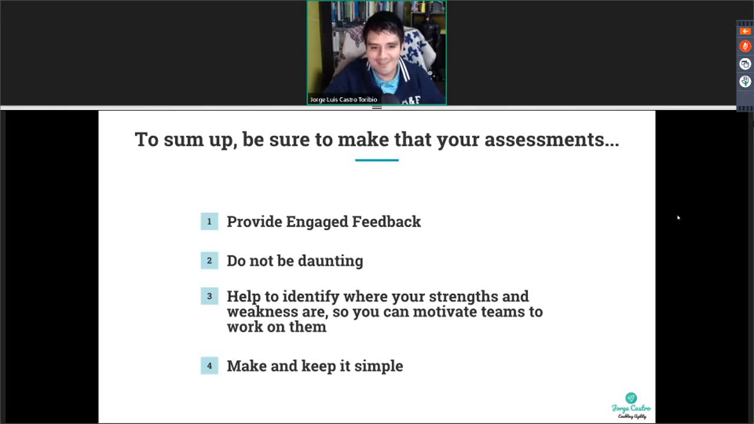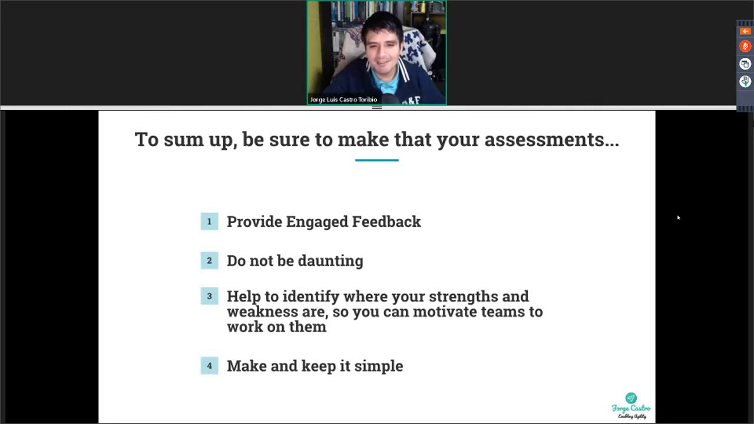Second, do not be daunting. That's quite important, right? Please don't be daunting about it. Three, help to identify where your strengths and weaknesses are. Quite important, so you can motivate teams to work on them. The assessment, as I said, should be an opportunity for learning and to discover your weaknesses and also strengths. So please be sure about it.